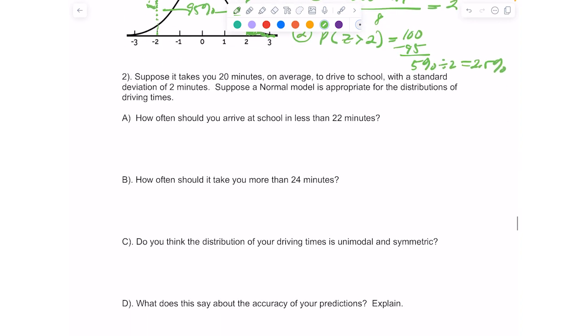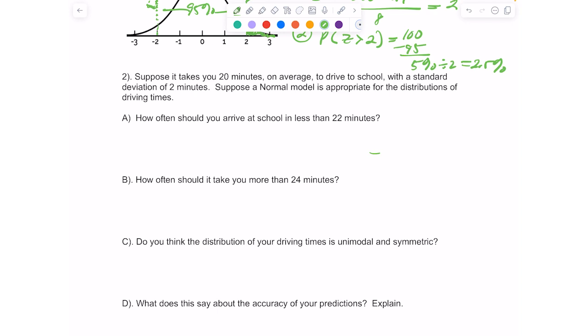Suppose it takes you 20 minutes on average to drive to school with a standard deviation of 2 minutes. Suppose the normal model is appropriate for the distribution of driving times. How often should you arrive at school in less than 22 minutes?